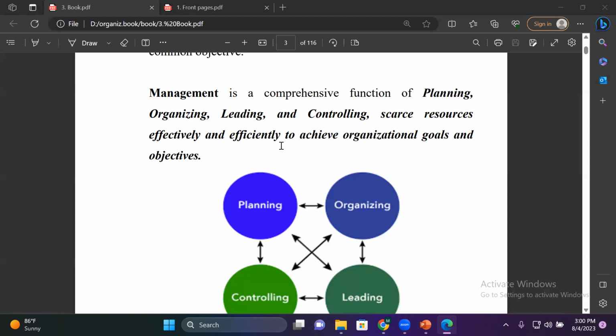What do you mean by effectively? Effectively in the sense of how you would do the right thing the first time.